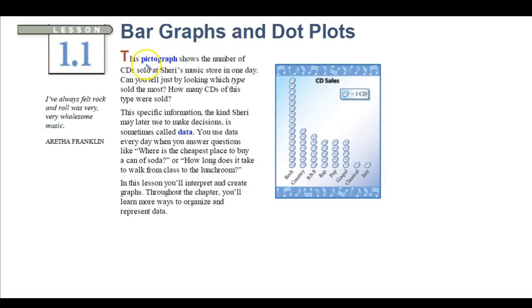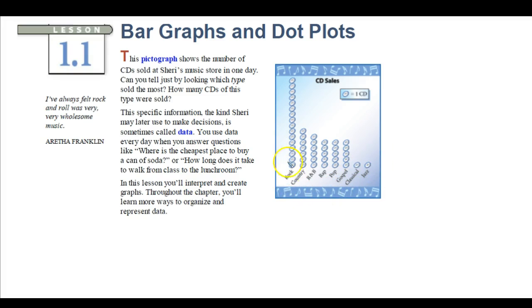Alright, so this pictograph shows the number of CDs sold at Sherry's music store in one day, and it's over here. Can you tell just by looking which type sold the most? How many CDs of this type were sold? What's really nice about this pictograph is instead of just having dots or anything else, it's an easy way to say, oh, we have CDs, to make it a little more interesting for some people to look at. And it shows the data very quickly and easily. If we just had a bunch of numbers, this is really hard to see.